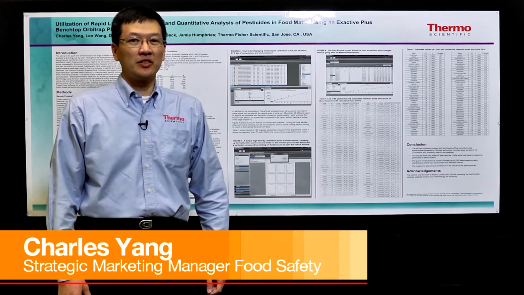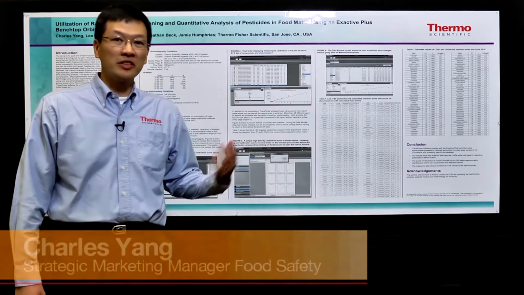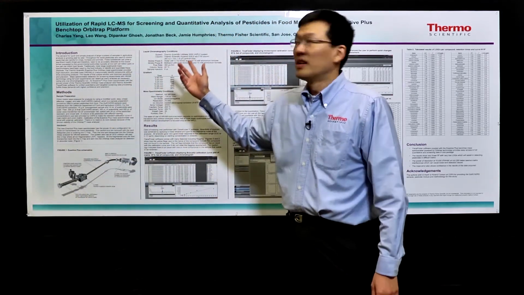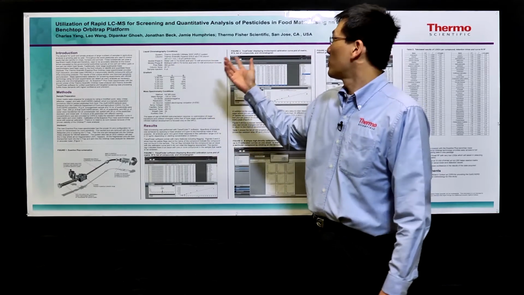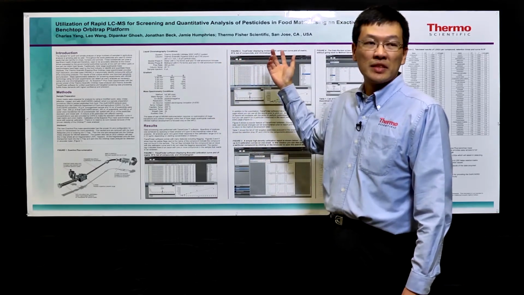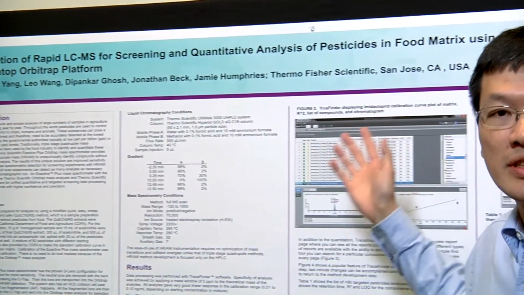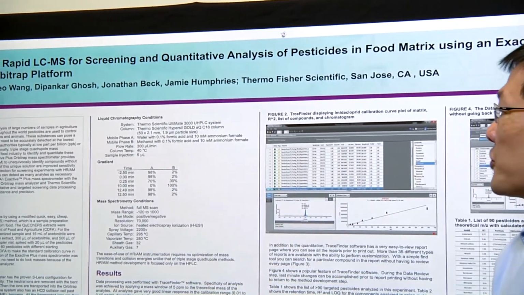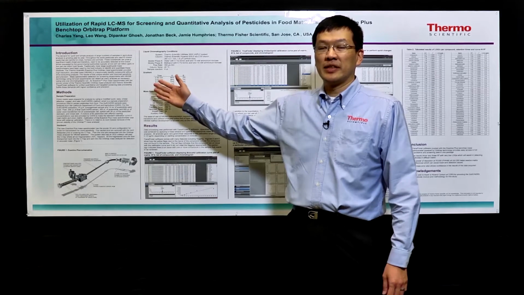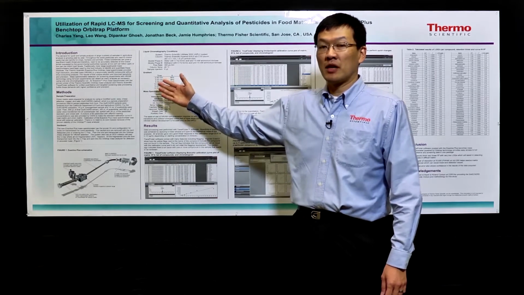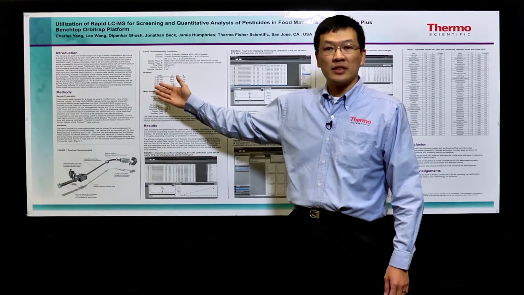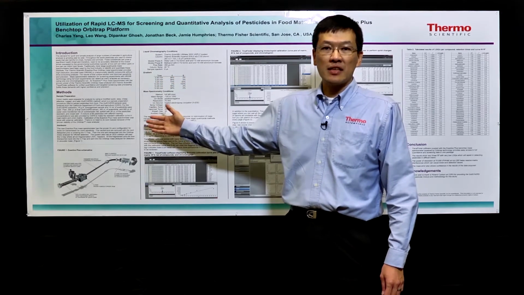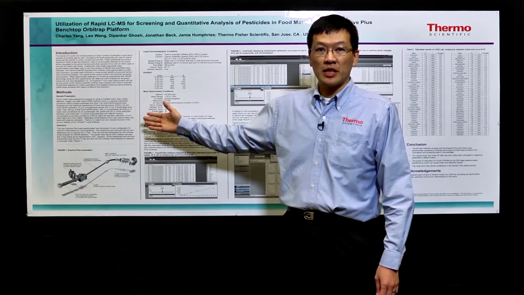Today I'm going to talk to you about my poster here, which is basically utilization of high resolution screening for quantitative analysis for pesticide screening in a food matrix using the Exactive Plus on a benchtop Orbitrap platform. So here, basically, we describe what the poster is about, and what we have here is an instrumentation that can scan fast enough for UHPLC type work.